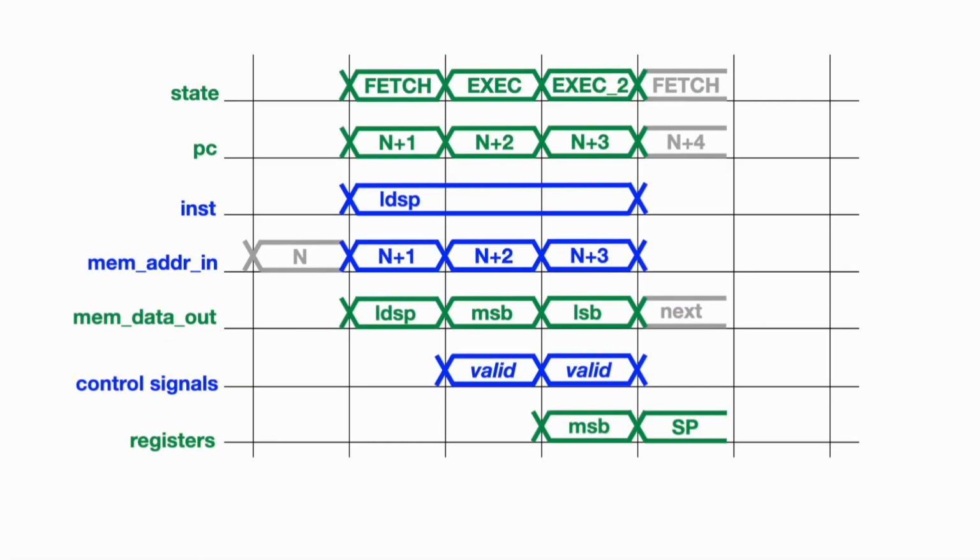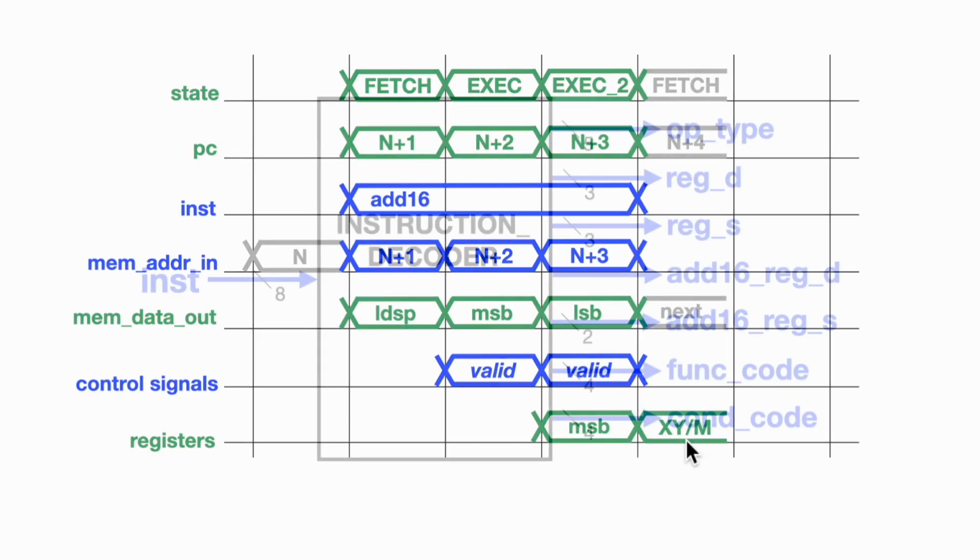Now let's take a look at the add 16 instruction. Its timing diagram is virtually identical to the load stack pointer diagram. The only difference is down here. We're not loading the stack pointer register, but instead we're loading either the XY or the M register. So remember that the add 16 instruction is going to compute a value. It's got a 16-bit immediate value, and that's going to be added to something, and then it's going to be loading one of the 2 registers.